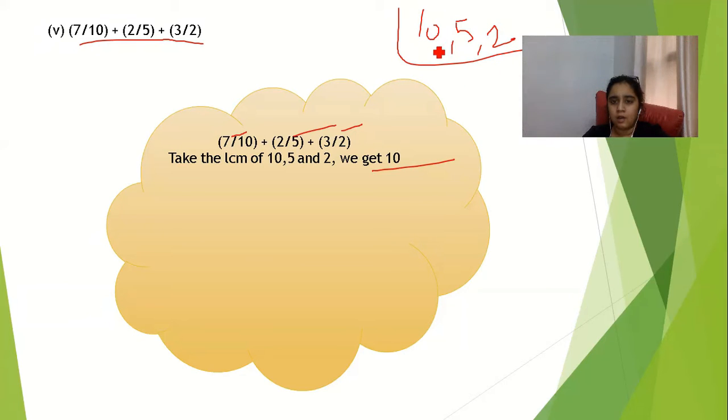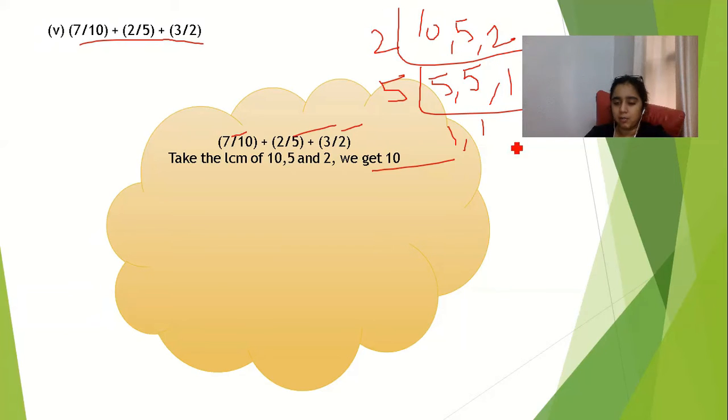Here I will divide these numbers by 2 first of all. If I divide 10 by 2, I will get the answer 5, and this 5 will remain as it is because it is not possible to divide 5 by 2, we will get the answer in a point. And if I divide 2 by 2, I will get the answer 1. Now these numbers will be divided by 5, that is 5 divided by 5 equals 1, and 5 divided by 5 equals 1. So my factors are 5 and 2, and if I multiply 5 and 2, I will get the answer 10. So my LCM is 10.